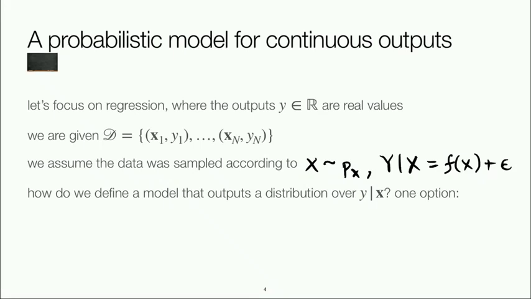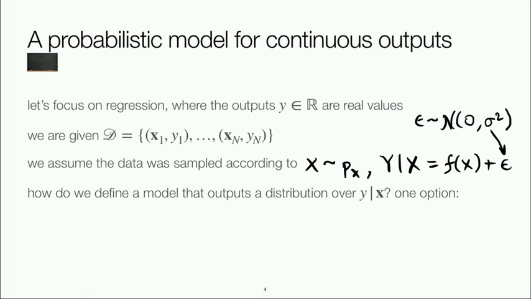And then, by appealing to the central limit theorem, it's pretty reasonable to assume that this epsilon itself follows some normal distribution, with mean 0 and some variance sigma squared, which maybe we don't know. So this is how we're going to assume that our data was sampled. X comes from some distribution p of x. We don't know how to control that, but let's just forget about it. And then y given x comes from this function f, which is what I'm trying to learn, plus some additive Gaussian noise, maybe with some variance that I don't know.